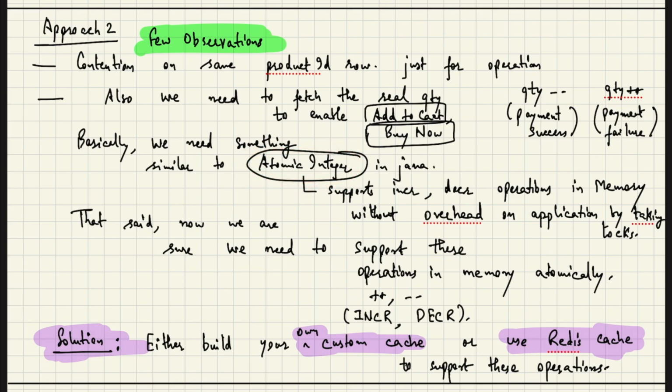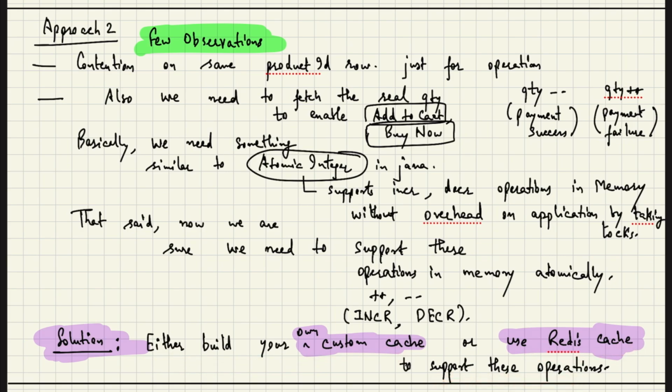Either you can build your own cache, or you can use an in-built cache which has already been built and is ready for use. We are sure that we need to support all the operations in memory, because this is lightning fast, right? So plus plus, minus minus, we need to support all these operations in memory, but that too atomically. So what is our solution? Either build your own custom cache, or use Redis cache to support all these operations.